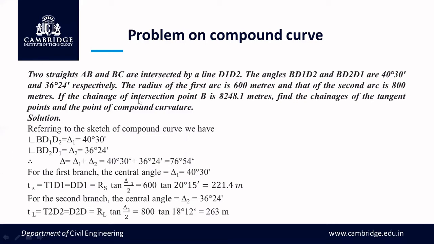If the chainage of the intersection point B is 8248.1 meters, find the chainages of the tangent points and the point of compound curvature.